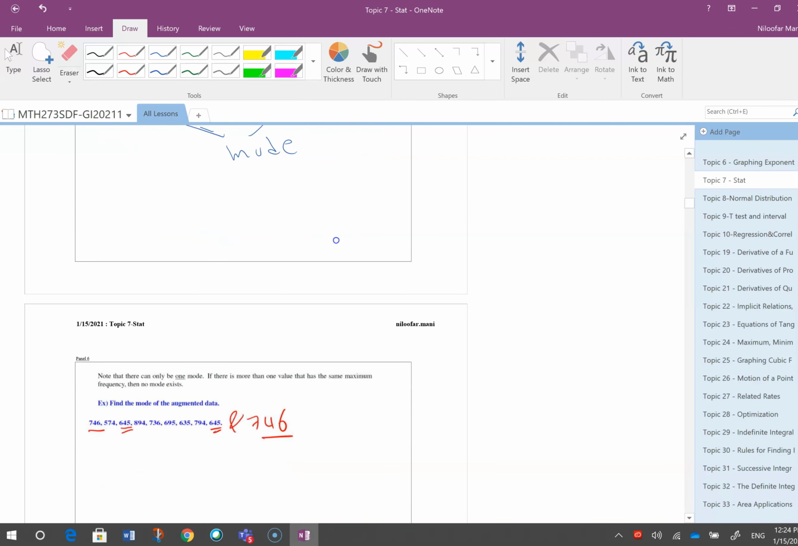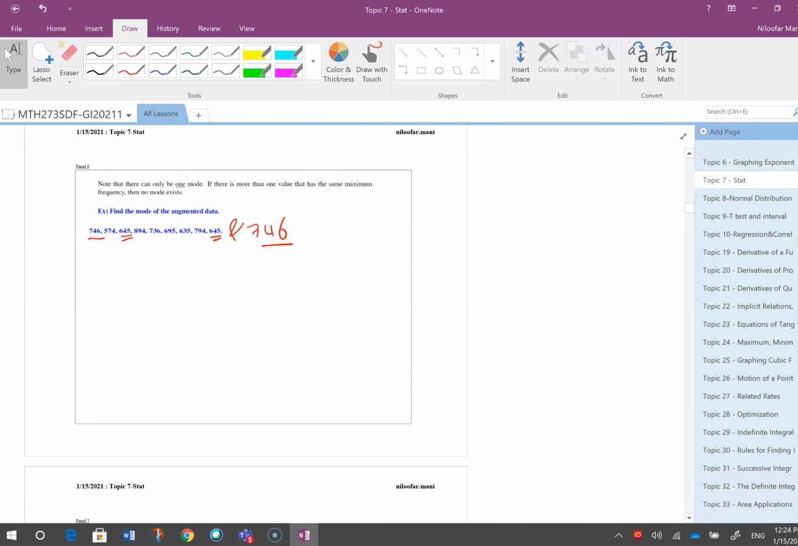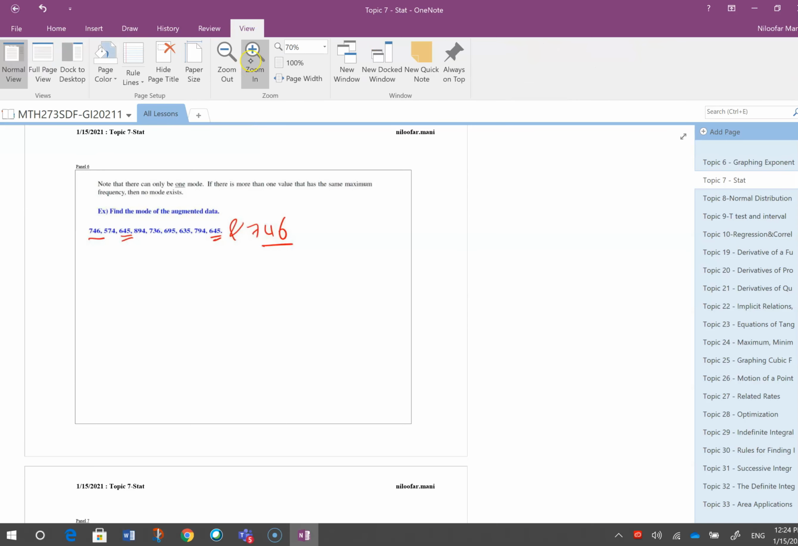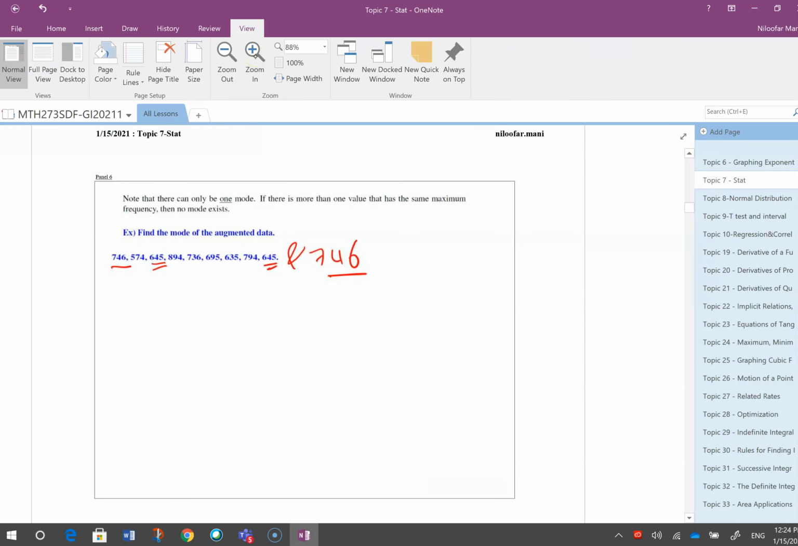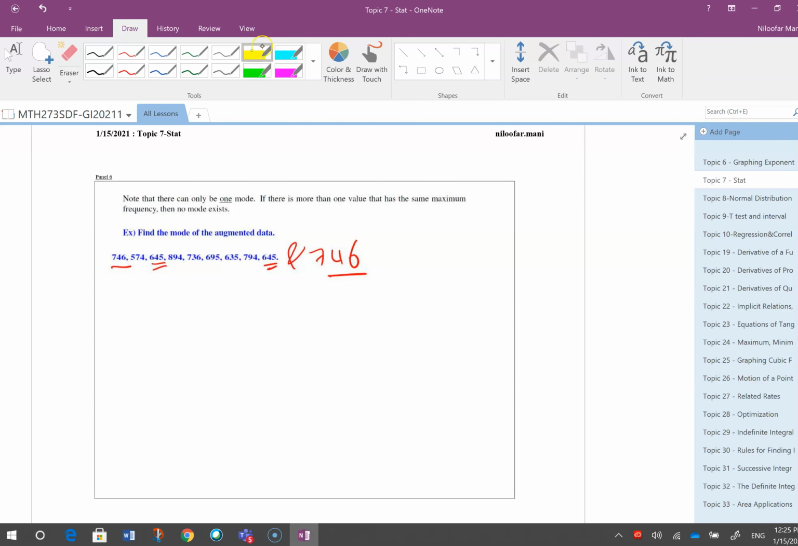Okay, so how about if I have more than one? For example, I have 746, which happens twice, and I have 645, which happens twice. Some books say bimodal, meaning I have 2 modes. Here we say no mode, so there is no mode here. If one of them happens twice and the other happens twice, some books say bimodal because I have 2 modes, and some books say no mode.